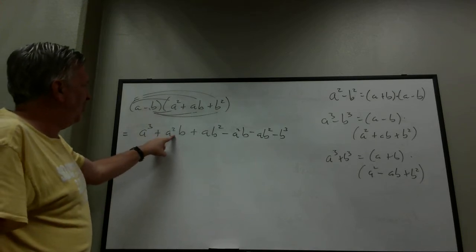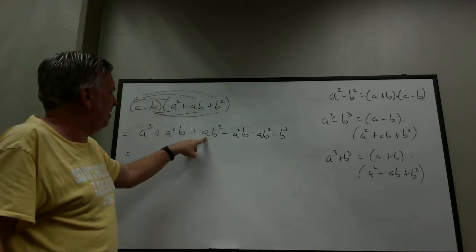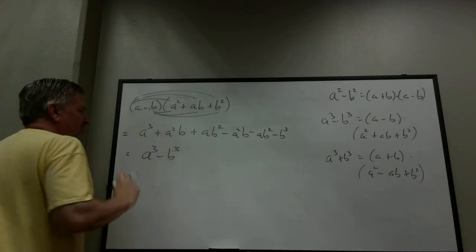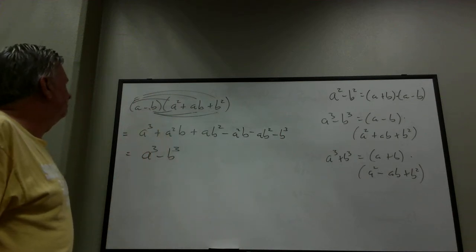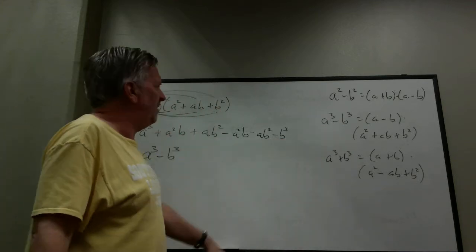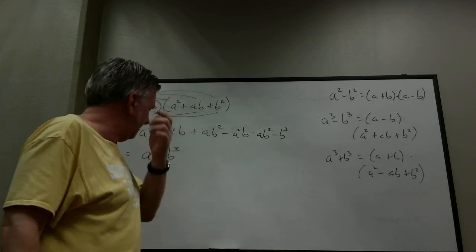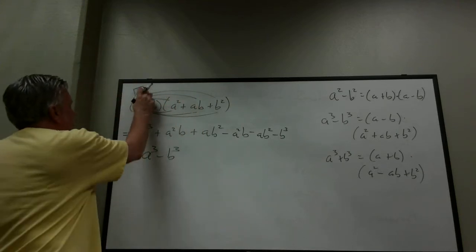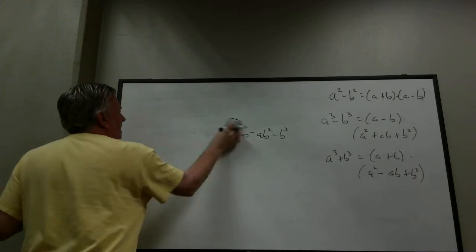Notice I have an a squared b minus a squared b and an ab squared minus an ab squared, and I'm left with a cubed minus b cubed. So that's that one. The third one works the same. I think I'll just leave that to you to do. Okay? So they do work.